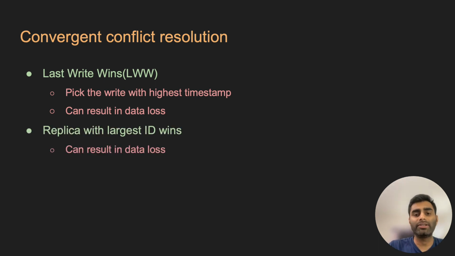Another approach is that you give each replica a unique ID and let writes that originated at a higher numbered replica always take precedence over the writes that originated at a lower numbered replica. But again, this will also imply some data loss.